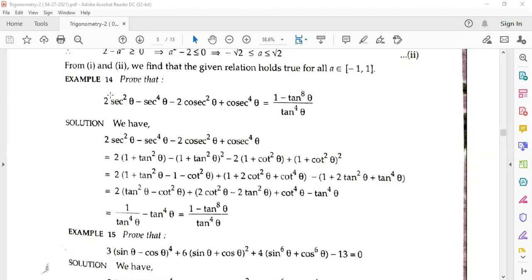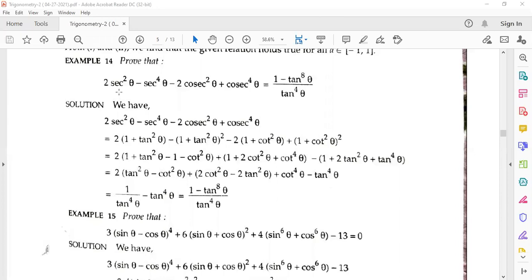Welcome. So here it is given that prove that 2 sec square theta minus sec to the power 4 theta minus 2 cosec square theta plus cosec to the power 4 theta is equal to 1 minus tan to the power 8 theta by tan to the power 4 theta. So look at the given problem. Left hand side, all the part is given in sec and cosec.